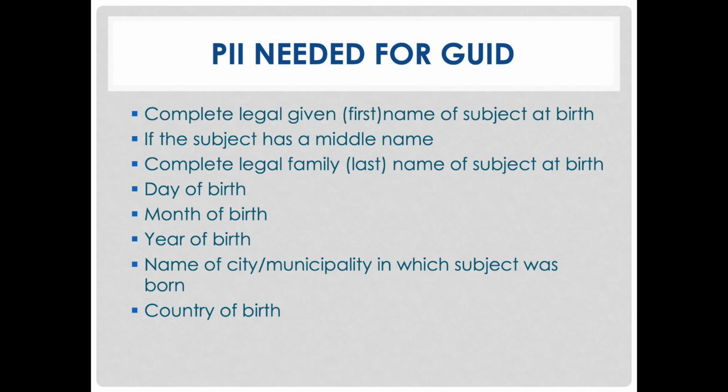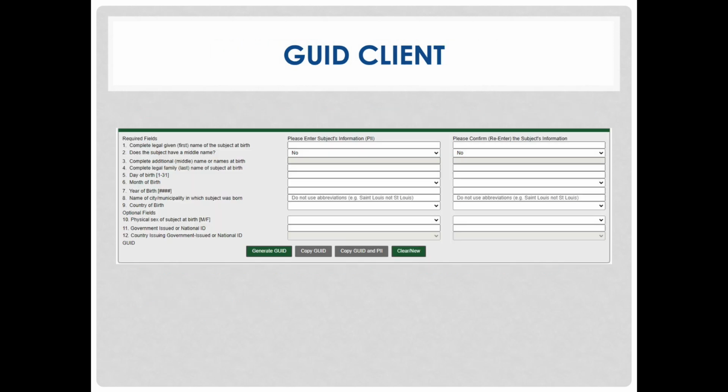The complete legal given first name of the subject at birth, if the subject has a middle name, the complete legal family last name of the subject at birth, the day of birth, the month of birth, the year of birth, the name of the city or municipality in which the subject was born, and the country of birth. The GUID client is executed by the user.